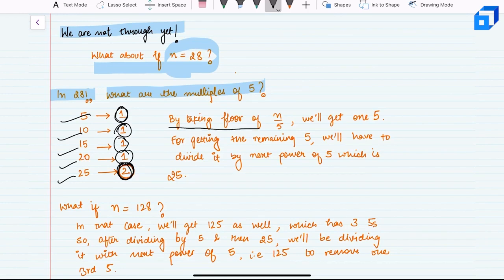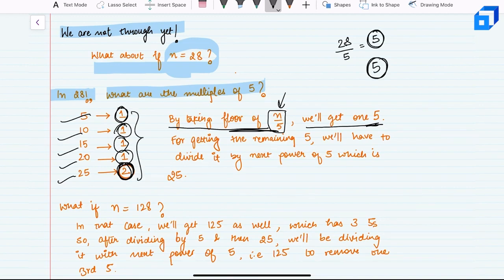So by taking the floor of n by 5, with the formula n by 5 and taking floor of it, we'll get 5, right? So if we do n by 5, that means 28 by 5, this is going to give us 5 only, right? So that means here we are going to get just 5 zeros. But here we can see that there are 6 zeros in total. So for getting the left out 5, that means the 5 which is still to be counted, we'll have to divide it by the next power of 5, which is 25. So now we actually have to calculate the power of 25.